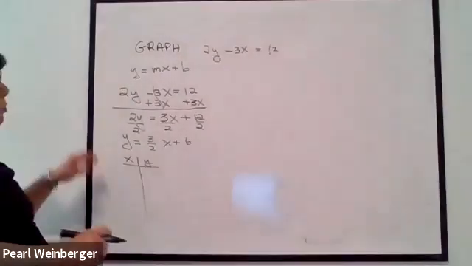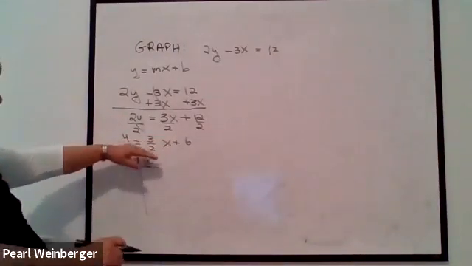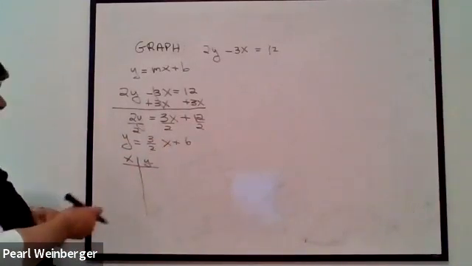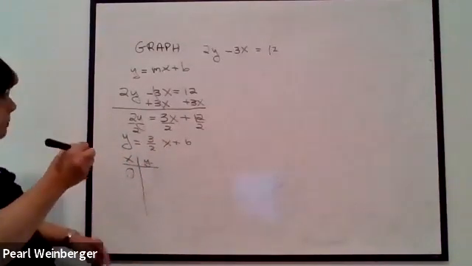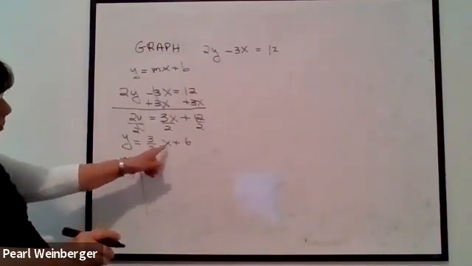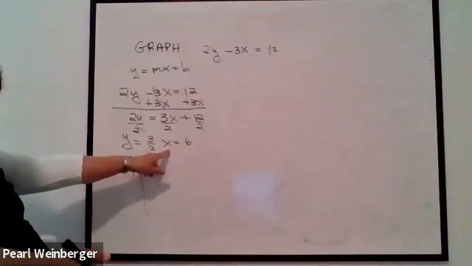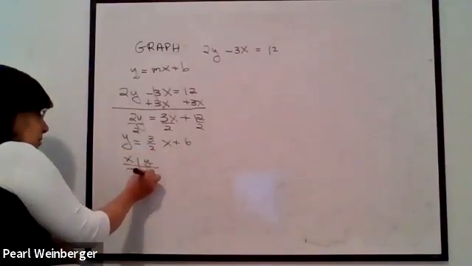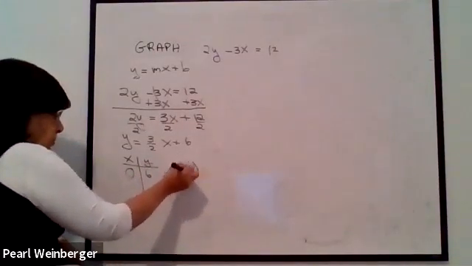Okay. So I'm making myself a chart where I'm going to pick some numbers for X and find the corresponding value for Y. And one of the first numbers I always pick for X is 0. The reason I pick 0 for X is because it's always easy. Why? Because when I put the 0 in for X, 3/2 times 0, well, 0 times anything is 0, and 0 plus 6 just gives me 6. So the first point that I found on this line is 0, 6.